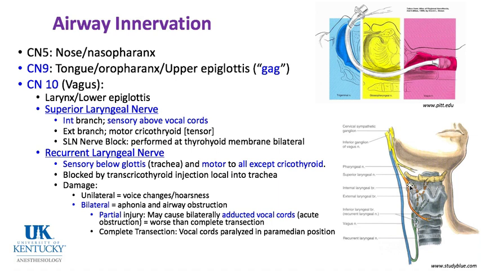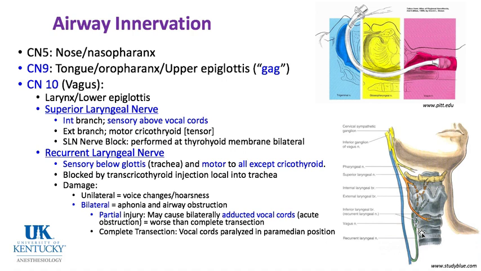Now the recurrent laryngeal nerve is represented as a branch of the vagus in green in the bottom right. The recurrent laryngeal nerve is sensory below the glottis and encompasses the innervation of the trachea and is motor to all the muscles of the larynx except that one tensor, the cricothyroid, which was supplied by the external branch of the superior laryngeal nerve. The recurrent laryngeal nerve can be blocked by a transcricothyroid injection of local anesthesia into the trachea. The patient coughs and it distributes it up and down the airway.